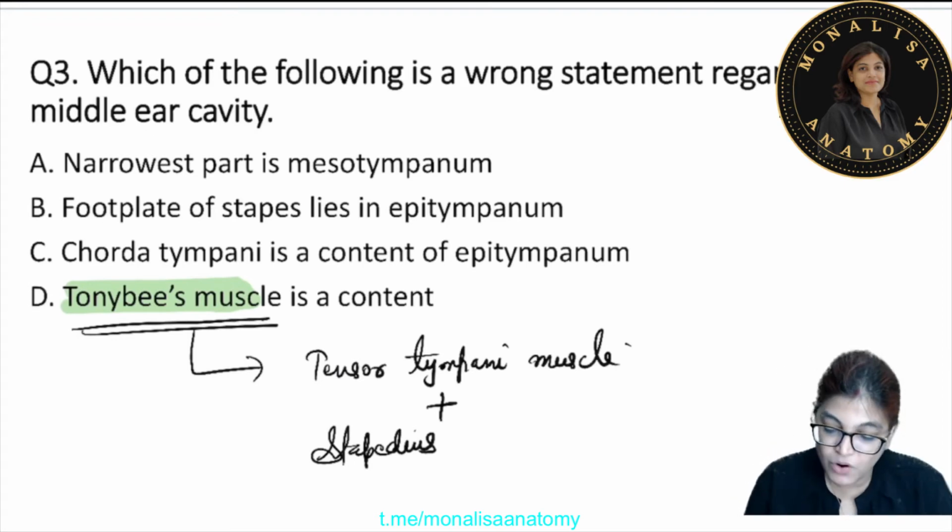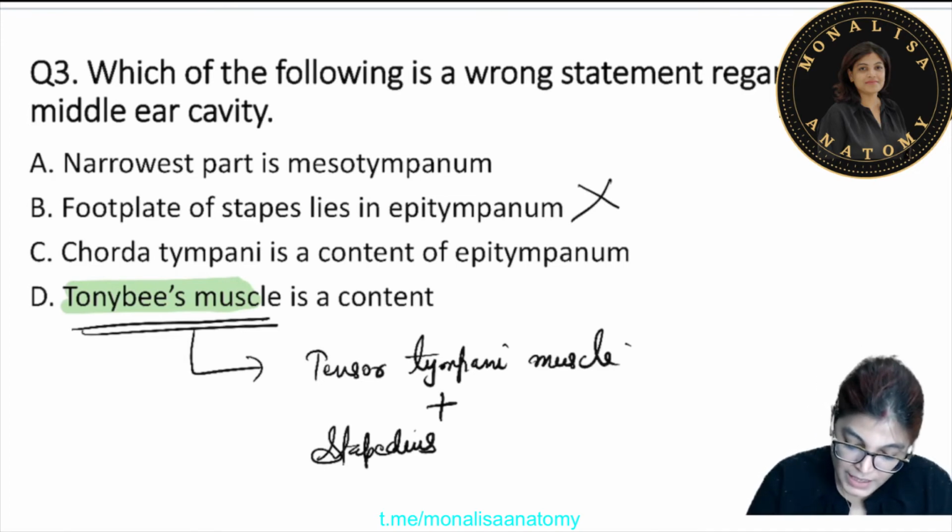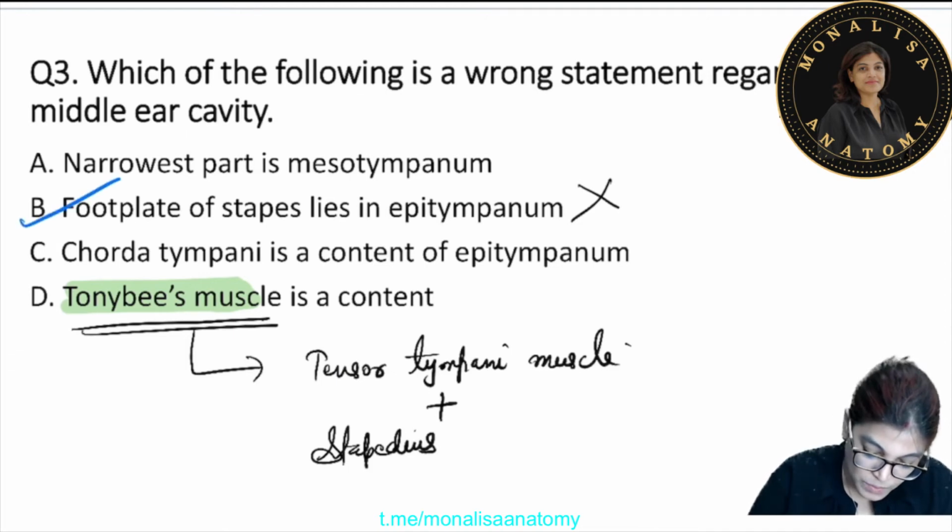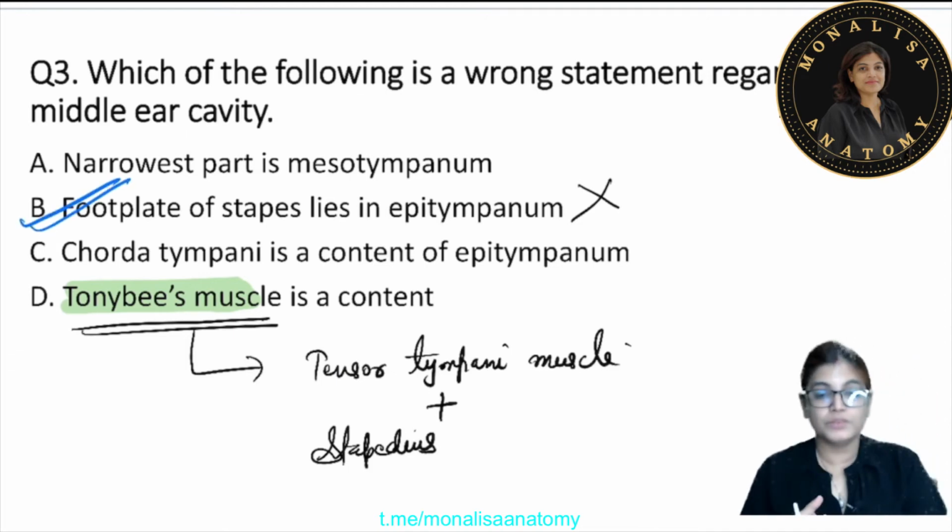Which of the following is a wrong statement regarding the middle ear cavity? Option A, the narrowest part is mesotympanum. No doubt, it is absolutely correct. Option B, footplate of stapes lies in epitympanum. This is the wrong option, as we have seen in the description. The footplate of stapes is actually lying in mesotympanum and not in the epitympanum.